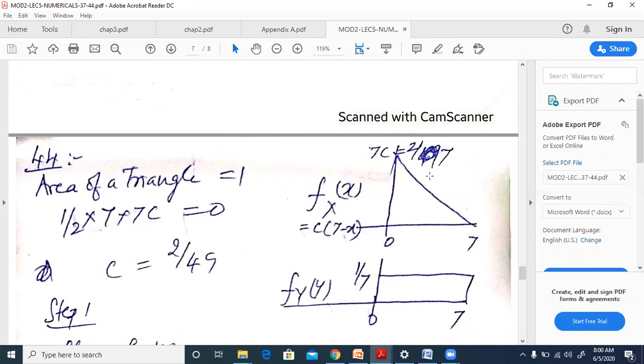Now, this is a triangle. The area under the curve of the PDF should be equal to 1, so the area of the triangle should be equal to 1. That gives us half of 7 into 7c is equal to 1. All this is multiplication. So 49c by 2 equals 1, and c will be equal to 2 by 49. So this quantity 7c will be 7 into 2 by 49, that will be 2 by 7.